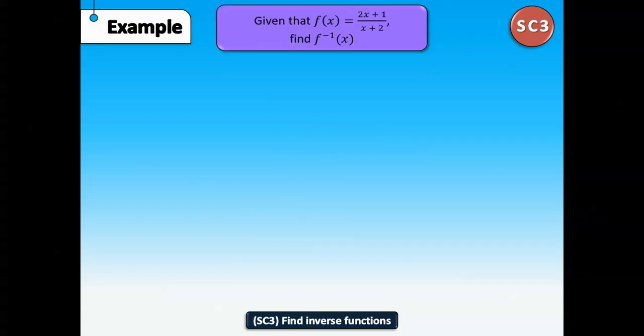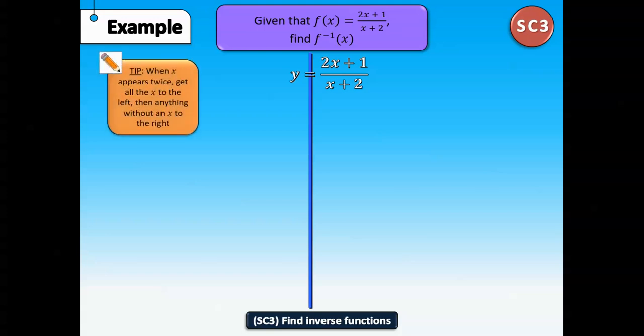Here's another example. This time, I've got an x on top and an x on the bottom, so I need to be careful. I start by getting rid of the x on the bottom. So I times both sides by x plus 2. y times x is xy, and y times 2 is 2y. So xy plus 2y equals 2x plus 1.